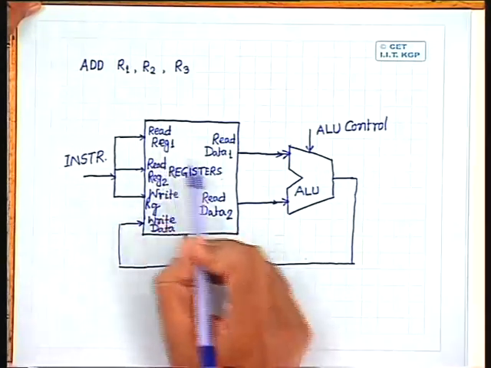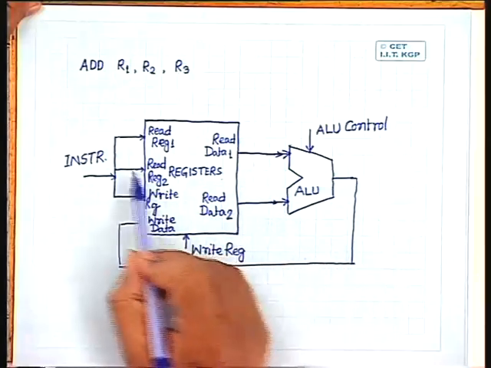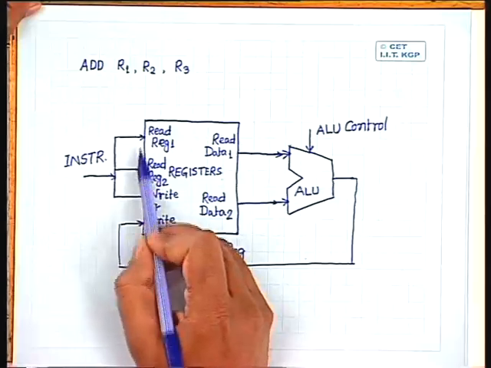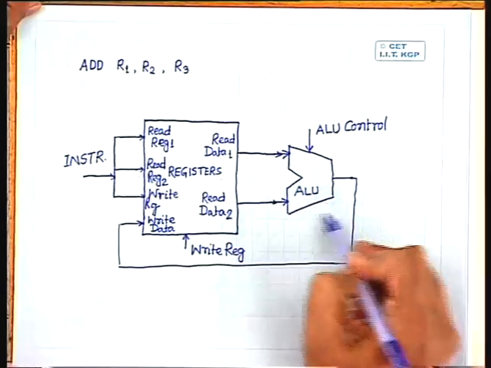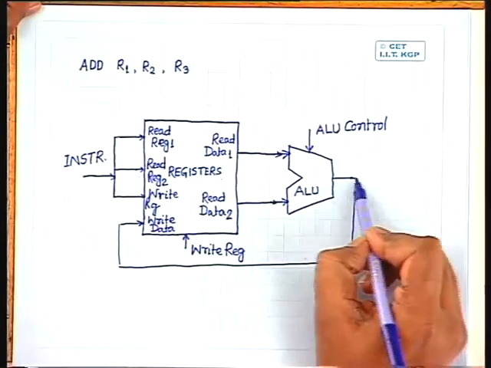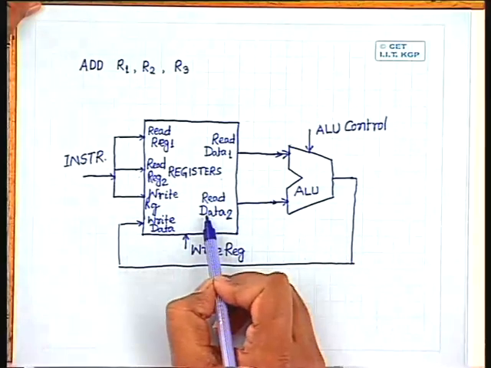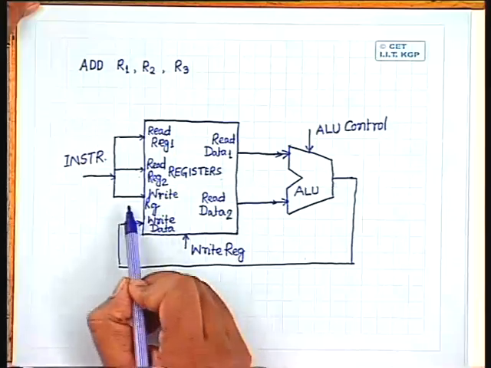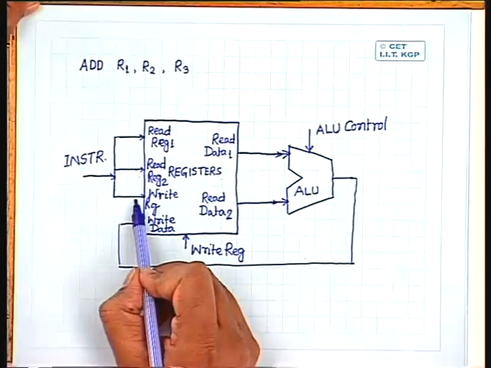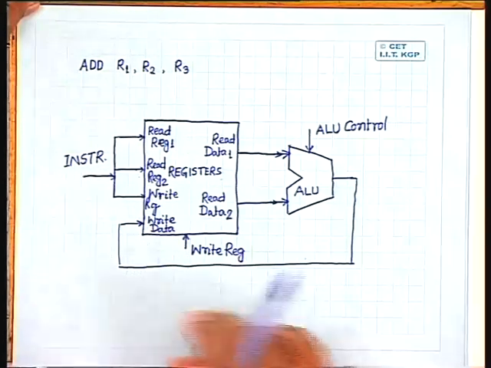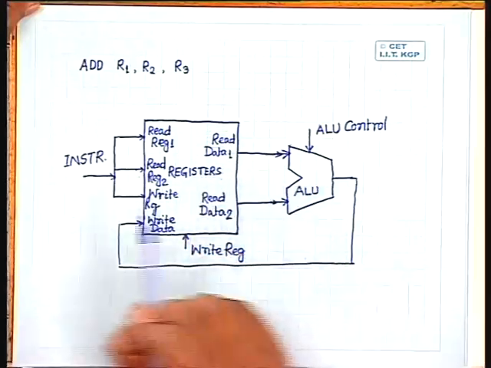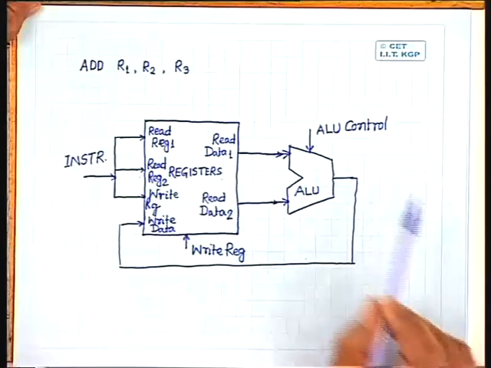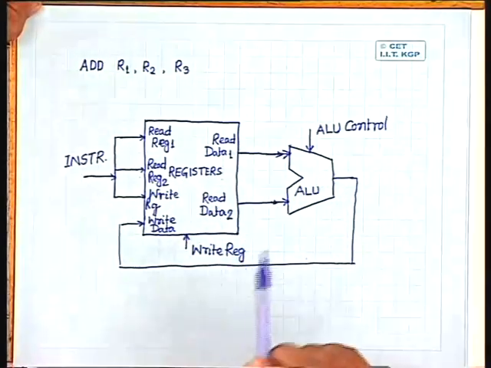The outputs of the registers addressed by these two address lines are added through this ALU, and the result is written back into the register file through write data. This data is written into the register whose address is available on the write register address. This is the data path and the data units needed for execution of the add instruction, which is a typical register type instruction.